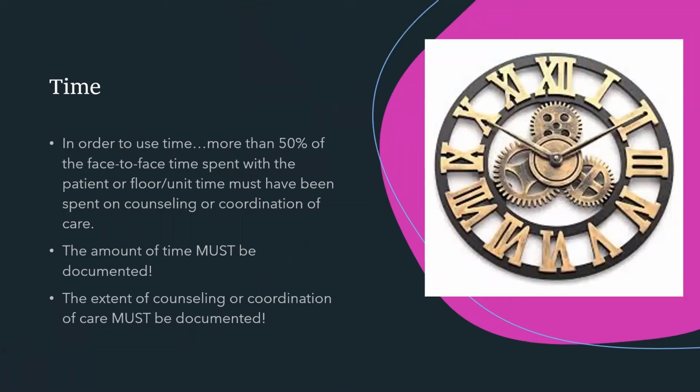In order to use time, more than 50% of the face-to-face time spent with the patient or floor or unit time must have been spent on counseling or coordination of care. The amount of time must be documented, and it must be clearly documented. The extent of counseling or coordination of care must be documented. So the doctor has to put all of that in the medical record that he spent more than 50% of time with the patient or on counseling or coordination of care. And it has to be clearly legible. You should be able to pull that right out of there.